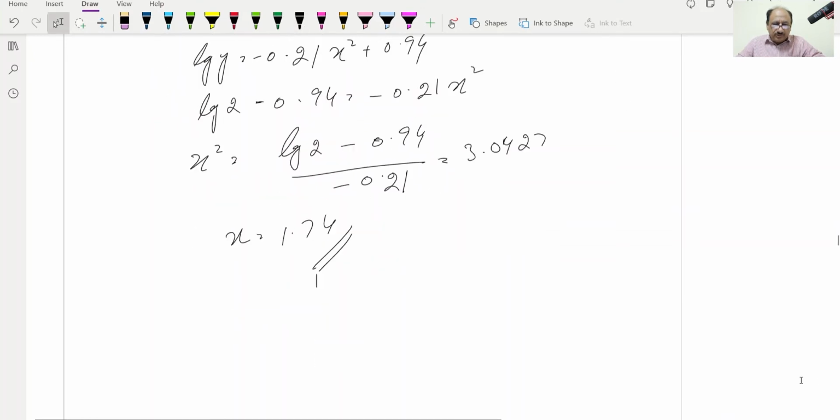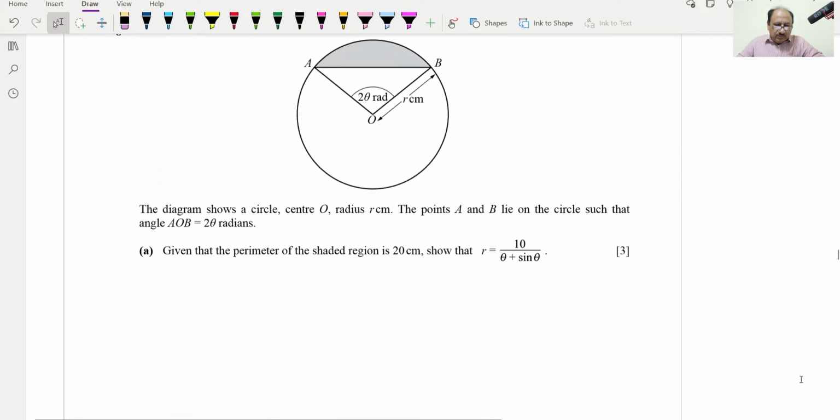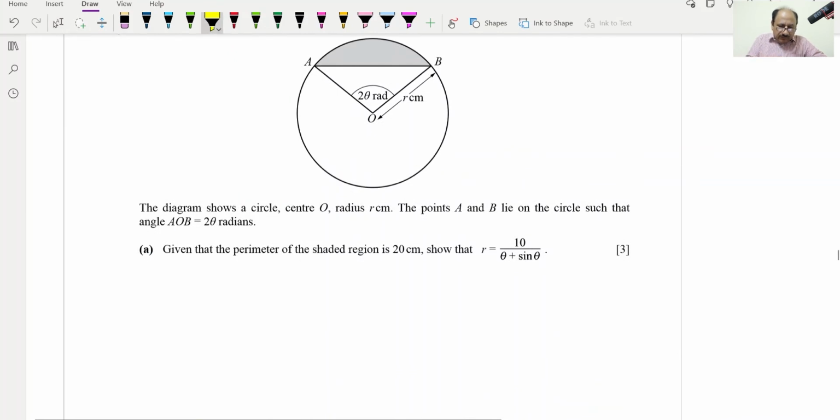Hopefully you understood this. Now question number 8. Question number 8 says the diagram shows a circle, center O, radius R, and the points A and B lie on the circle such that angle AOB is equal to 2 theta radian. Part A: given that the perimeter of the shaded region is 20 centimeters, show that R is equal to this. This is a 3 marks part which we have to answer.